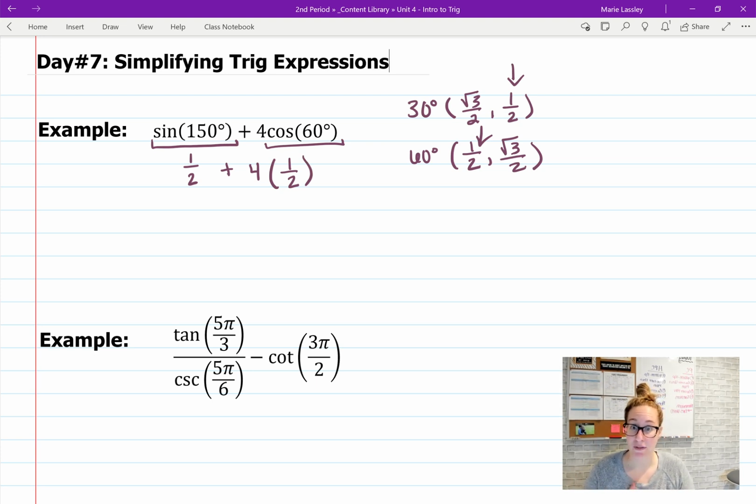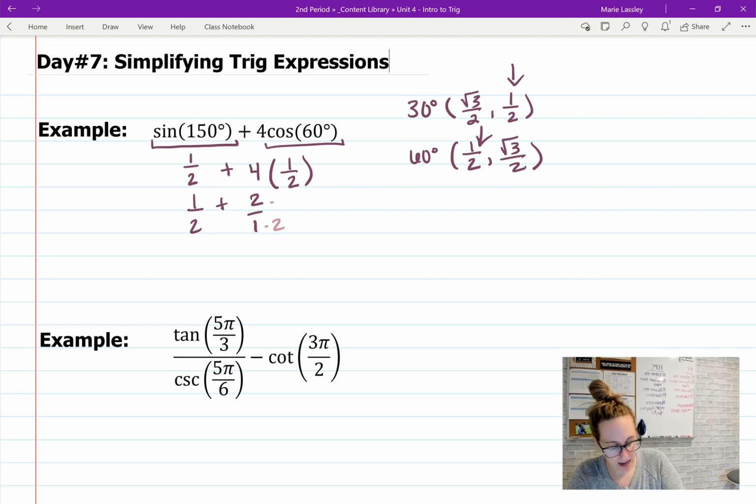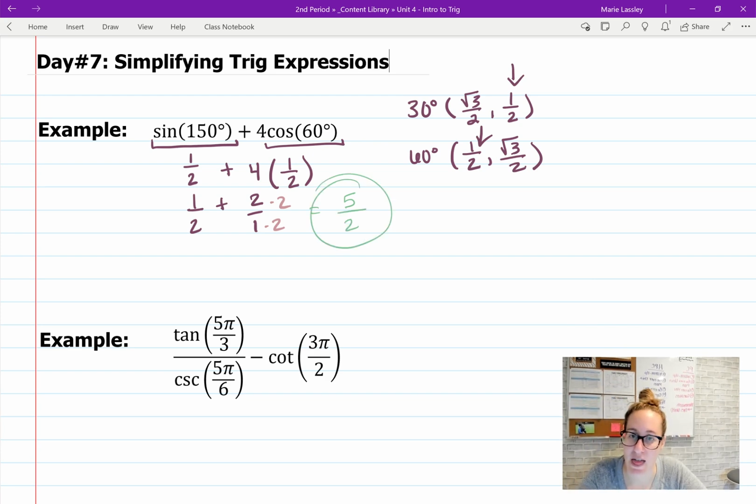Now all I need to do is just simplify. So I have 1/2 plus 4 times 1/2, which simplifies to 2/1. All right, and I'm adding, so I need to create a common denominator. I'm gonna multiply by 2 on top and bottom, and then I can just add. So 1 plus 4 is 5 all over 2. 5/2. That's my answer. All right. So once you plug in your unit circle values, all it becomes from that point is just simplifying, adding fractions, that kind of stuff. All right, so let's go to the second one.